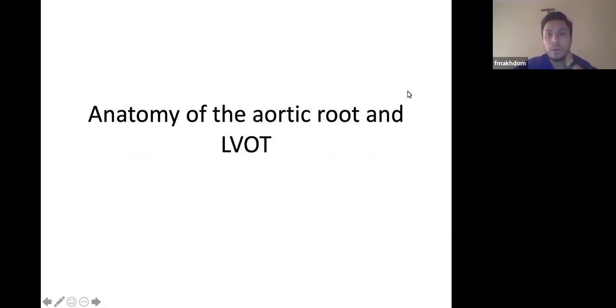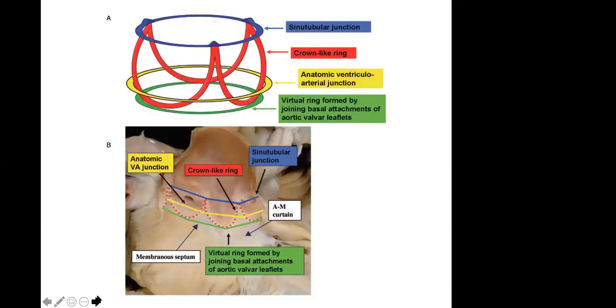So anatomy of the aortic root and the LVOT, as I mentioned, has been clearly elaborated by my colleague in the last hour and a half. Do any of you have a question or concern or any comment about the anatomy, the aortic root, the LVOT? No, from my side, no.